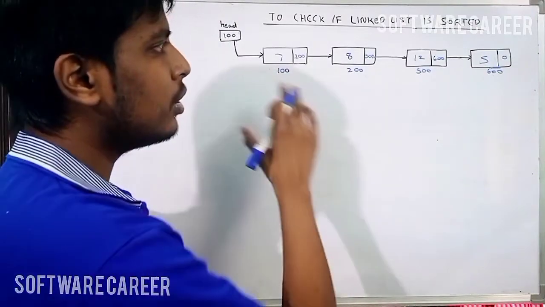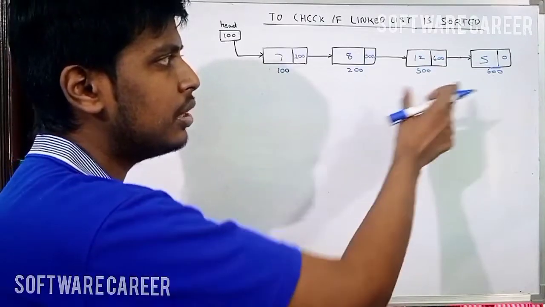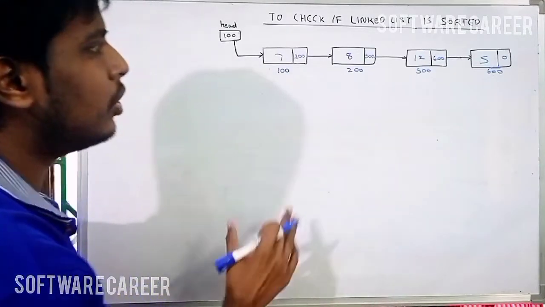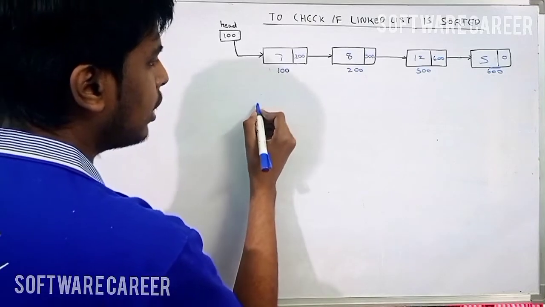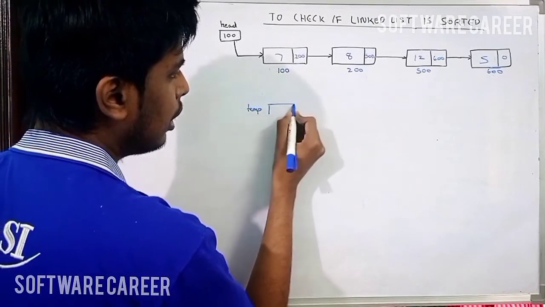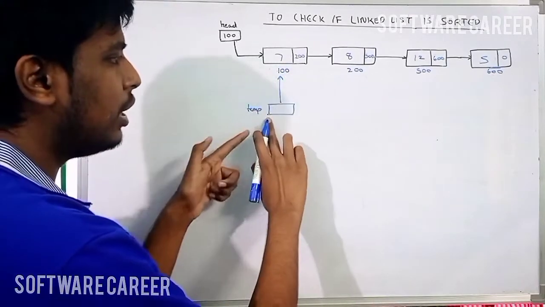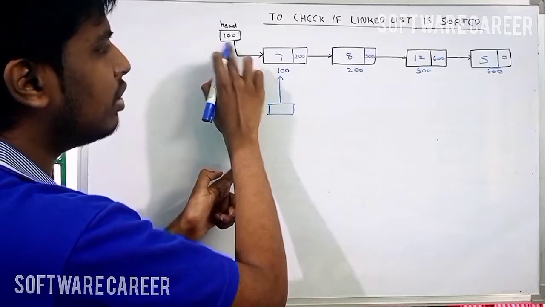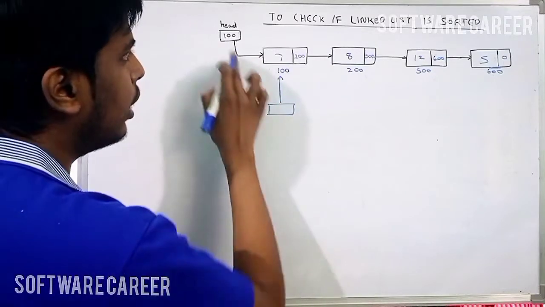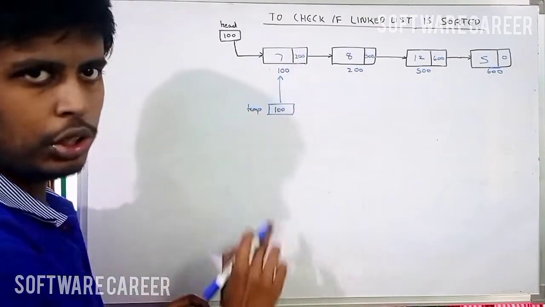Now if the linked list is sorted, it returns true. If it's not sorted, it returns false. Now I will explain how it will work. I should create a pointer called temp, an empty pointer, and that pointer should point to the first node. That means I should write temp equals head, because head only points towards the first node. Head equals 100. So temp equals head. Now it's pointing to the first node.